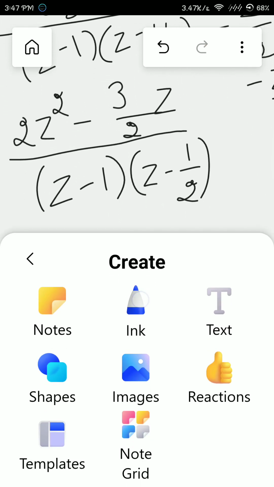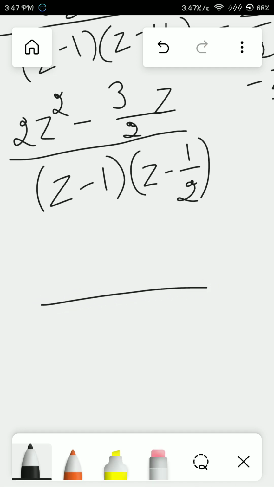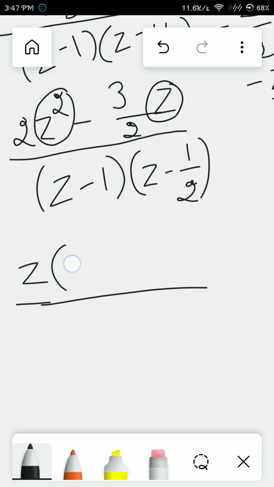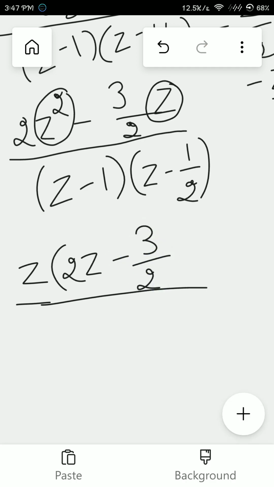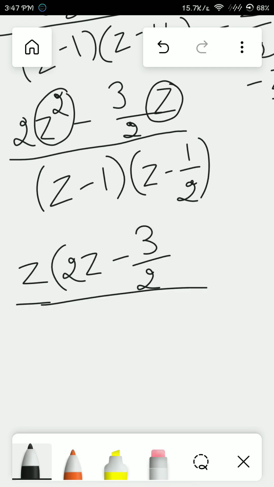So now next I can take z out as common, because here also you're having a z and here also you're having a z. If I take z as common, I'm going to get 2z, so z into 2z is 2z square, minus 3 by 2, divided by z minus 1 into z minus 1 by 2.